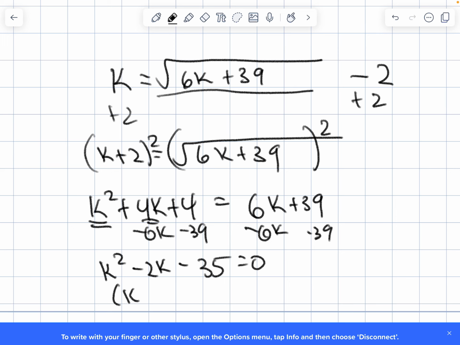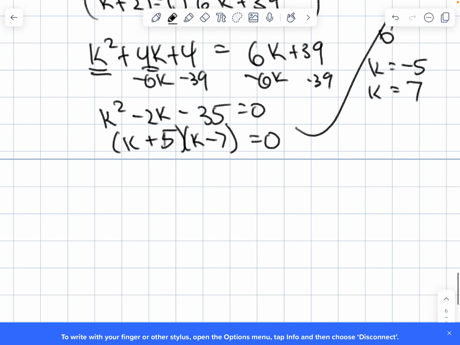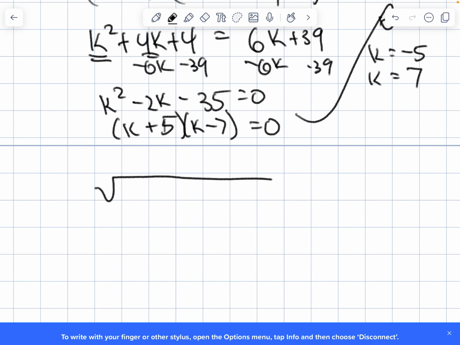Okay, so factoring this, we get k plus 5 and k minus 7. And so our solutions are going to be k is equal to negative 5 and k is equal to 7. Now let's plug those in and see what happens. Let's go down and give ourselves some room. So our original equation was k is equal to the square root of 6k plus 39, minus 2.